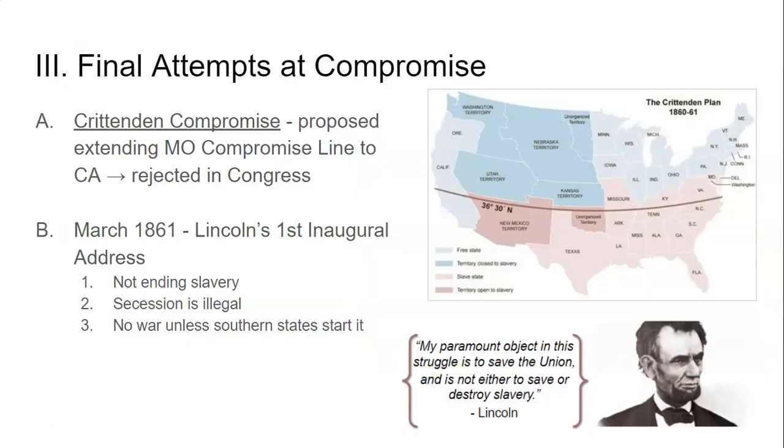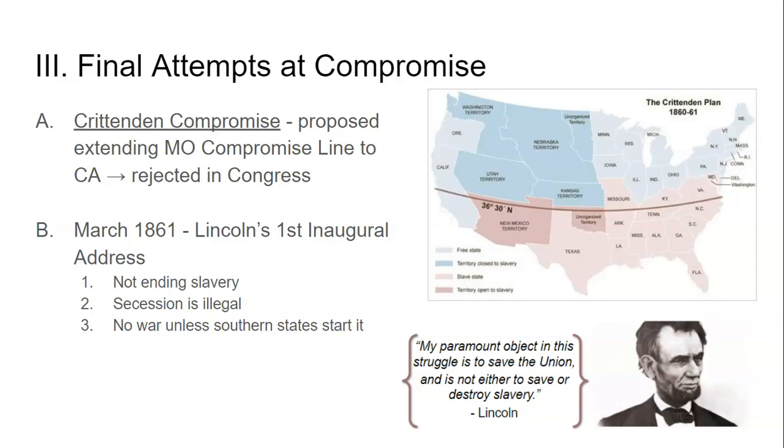There are some final attempts at compromise, though, to try to keep the country together. There's a man in Congress named Crittenden, that's his last name, who proposes a compromise. He's like, hey, listen, what if we take this Missouri Compromise line, we just extend it all the way out to the west, and that way, anything below will be slave, anything above will be free. This was rejected in Congress. It was, again, a last attempt at compromise, but it really wasn't going to please anyone, the North or the South. Amidst all of this, though, the Southern states leaving and everything, Lincoln takes office in March 1861.